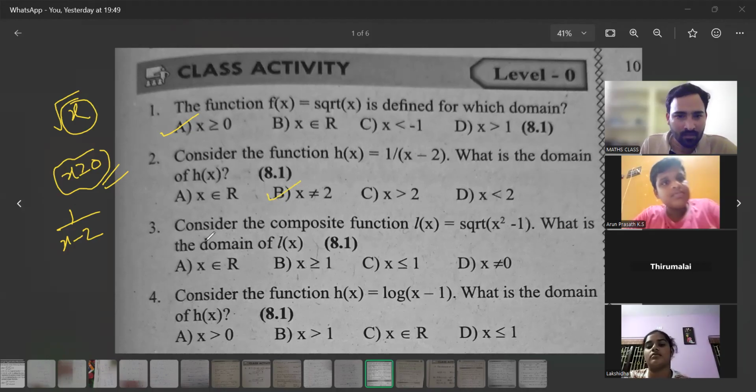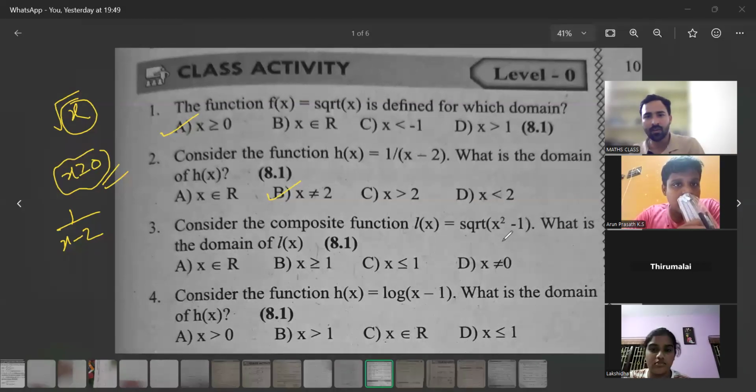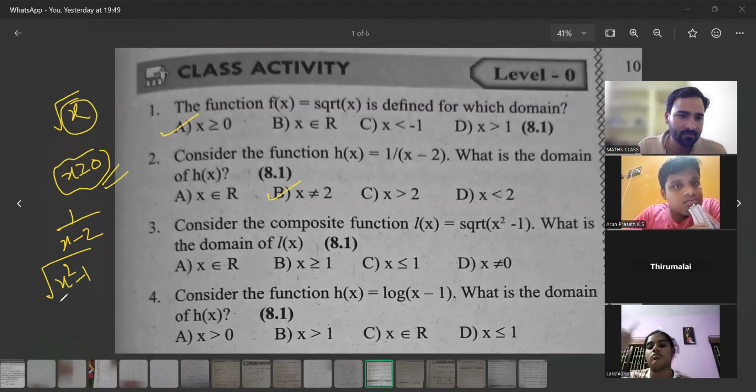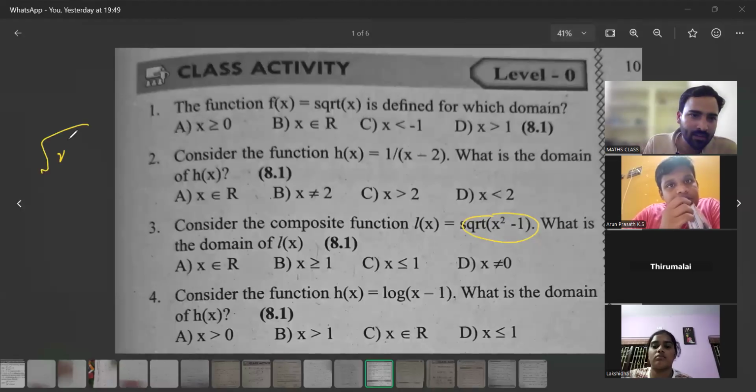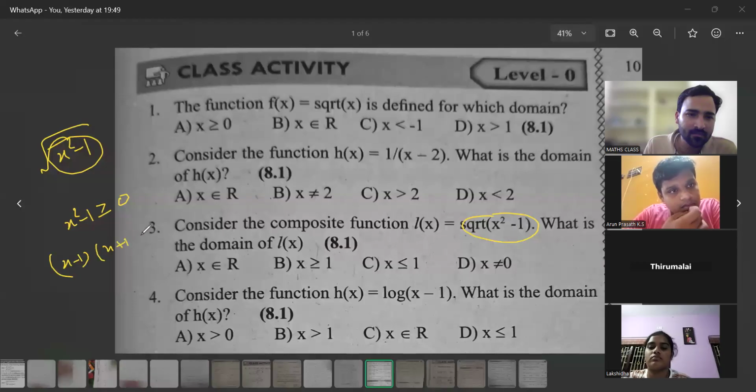Third one, square root of x square minus 1. This quantity should be non-negative, so x square minus 1 should be greater than or equal to 0. We can write this as x minus 1 into x plus 1 greater than or equal to 0. So the critical points are minus 1 and 1, and the signs are positive, negative, positive.